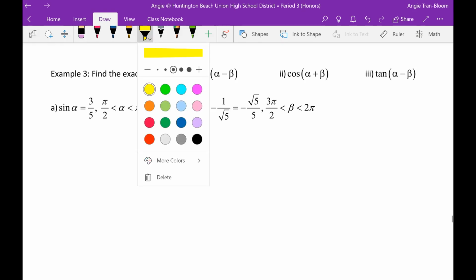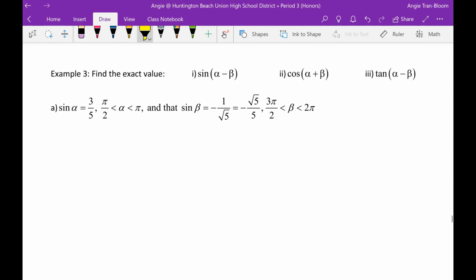Part A says you are given sine of alpha is 3/5. Alpha is in between pi over 2 and pi. Let's figure out what quadrant that is in. That is in quadrant number 2. You're right. Because it's in quad 2, I'm going to draw my triangle in quad 2, and this is alpha.